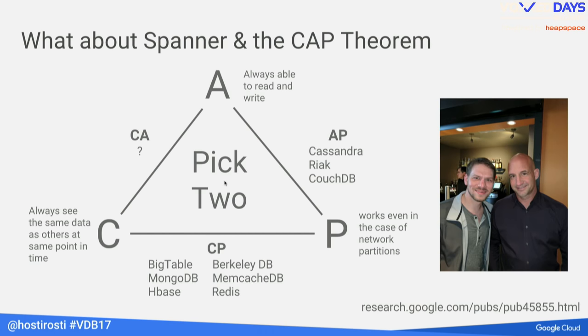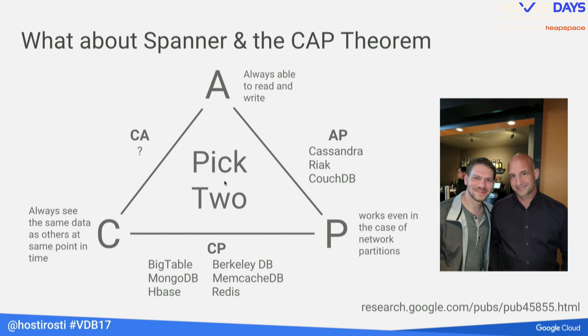And then you have CA systems. Well, they don't really exist. Whoever claims to have a CA system, don't trust them. A CA system is basically a single host system where you don't have any network involved and you don't have the possibility of a split brain. If you have a split brain, you can't be available and consistent at the same time.